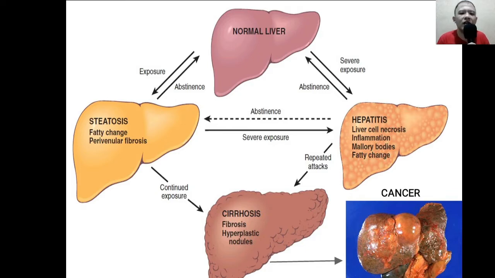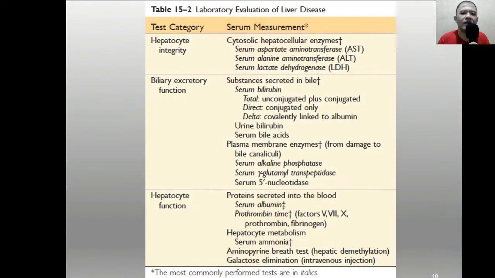So this is the continuum of liver injury. Okay, so you have normal liver developing to a fatty liver, hepatitis, cirrhosis, then cancer. Okay, and these are the liver function tests. Okay, I got this from our GenPath book, Robbins. And these are the different types.